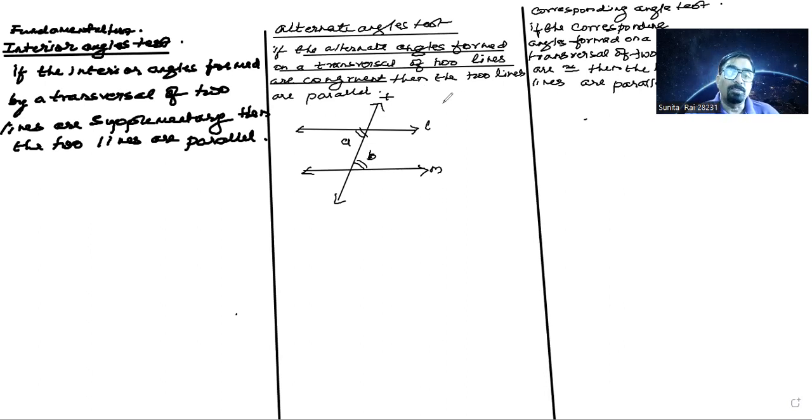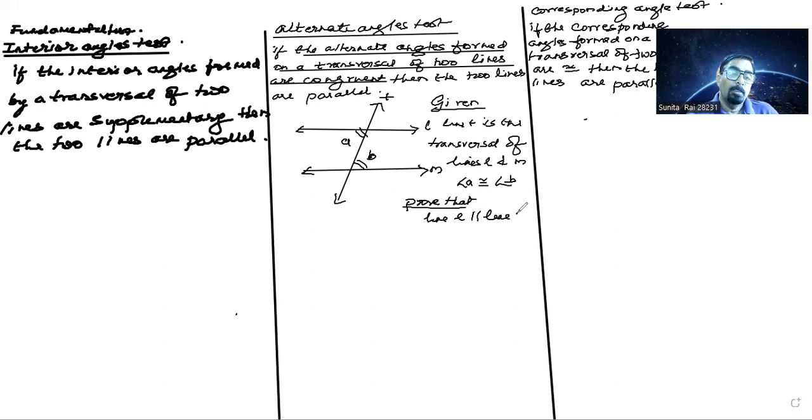Okay, so I'm going to write given. Now, what is given, children? Given is the same. What have you drawn? You have drawn a transversal of two lines. So line T is the transversal of lines L and M, and angle A equals angle B. Got it? And what you have to prove, children? You want to prove that these two lines are parallel: line L parallel to line M.